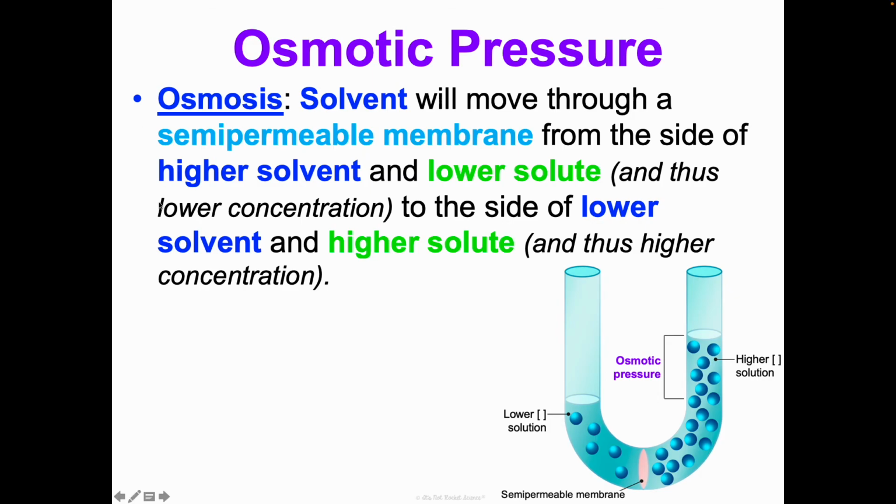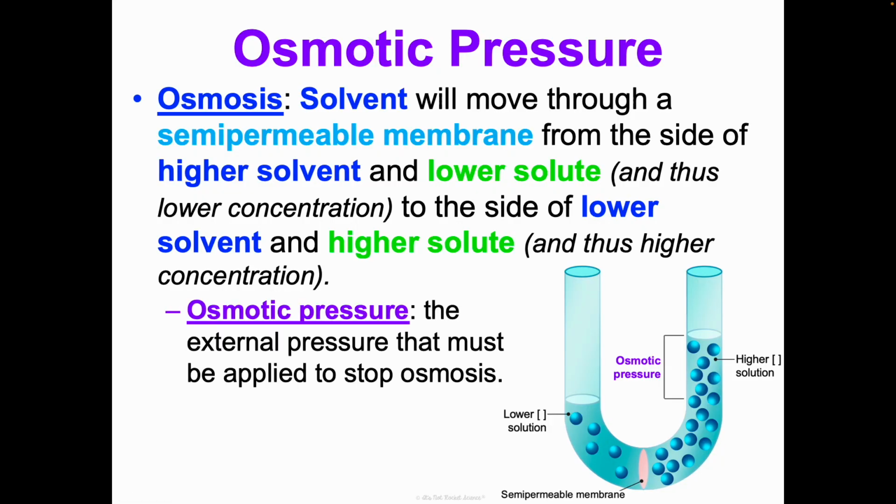It's still the same thing we've learned, higher solvent to lower solvent. But if you're looking at concentration in chemistry, we're looking at the concentration of the solute. So it's actually moving from the lower concentration of solute to the higher concentration of solute. But the property here is osmotic pressure. So the osmotic pressure is the external pressure that must be applied to stop osmosis from happening.